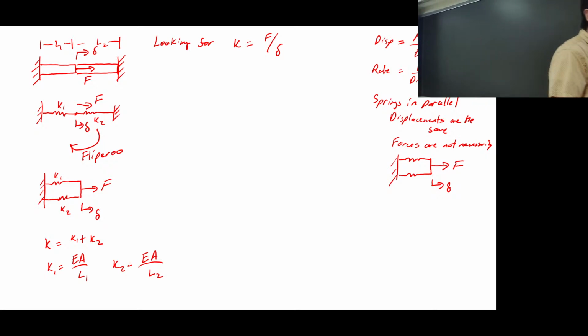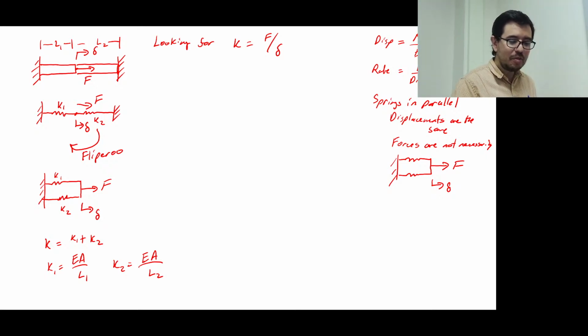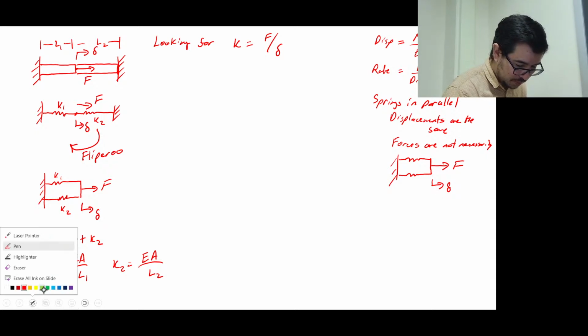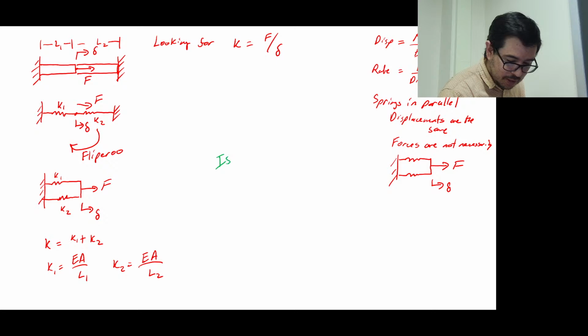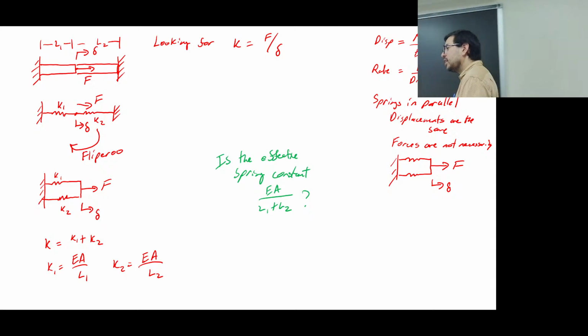Okay, so what you're asking is, can I think of the spring constant, let me just do this in a different color, is the effective spring constant. What did you say? You said EA over L1 plus L2. Is that what you asked? Okay. What do you all think?